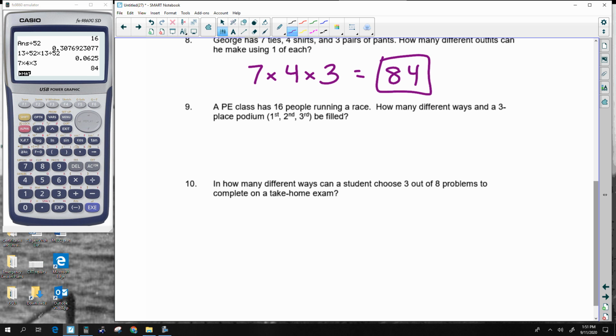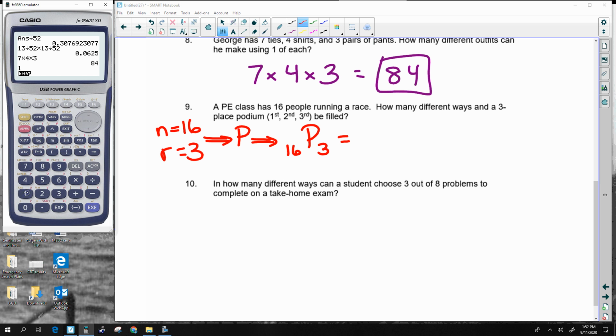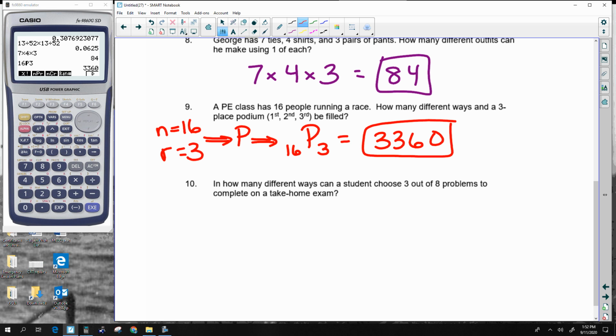All right, so PE has running a race. There are 16 people. A podium has 3. Does the order matter? Yes, because I want to be first. First is being different than being second. So heck yeah, order matters. There's a precedent in this. So this is a permutation. The order does matter. And so that would be 16 permute 3, 3,360 different ways that could be arranged.